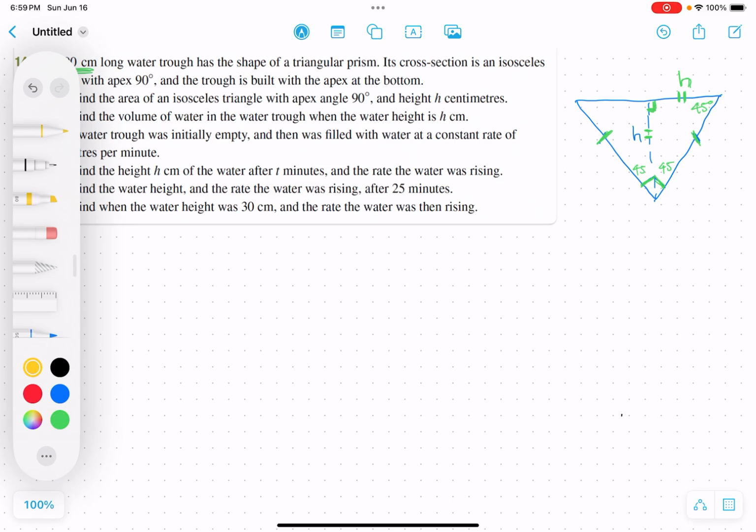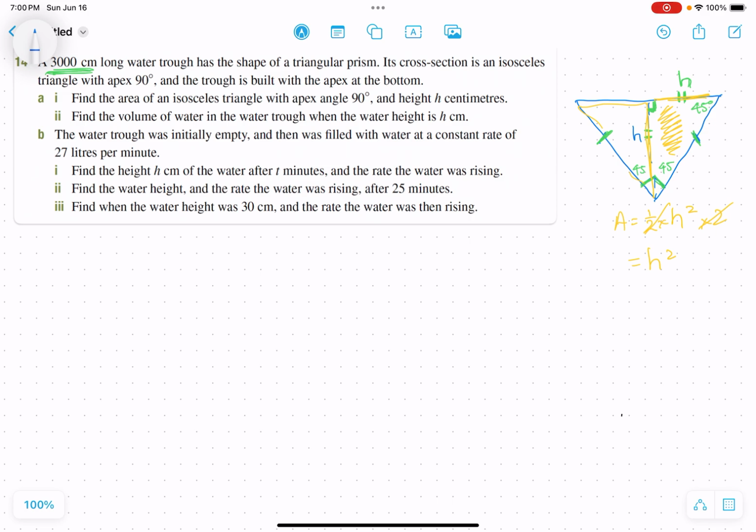If I'm just looking at this triangle here, you can see the area is going to be half the base, so half of h, times the perpendicular height, which is also h, so h squared. But of course there's two triangles, so if I double that, it just becomes h squared. So the area is h squared, centimetres squared. So that's the area.